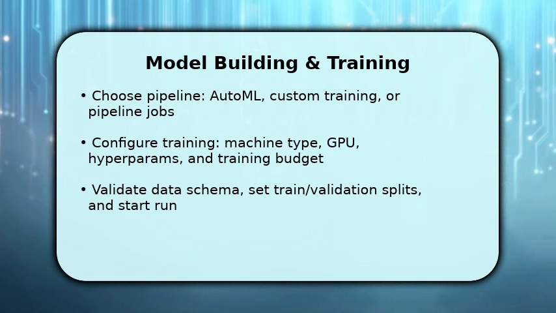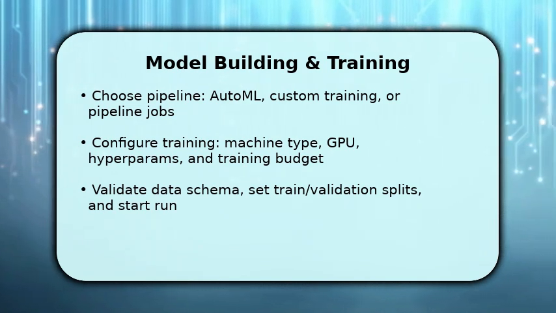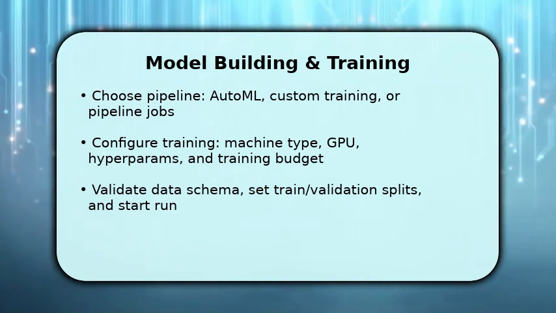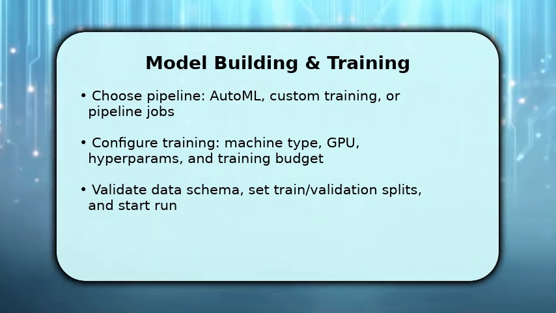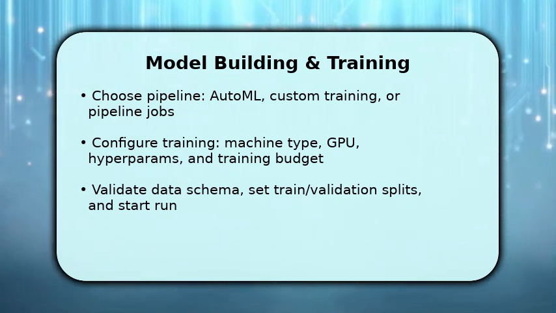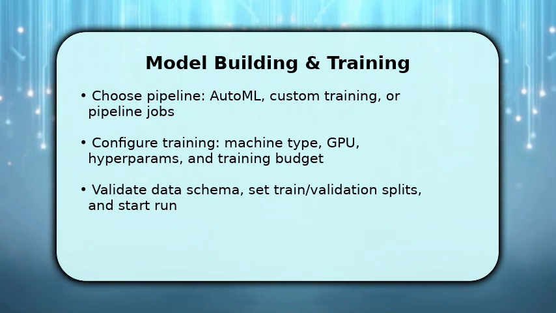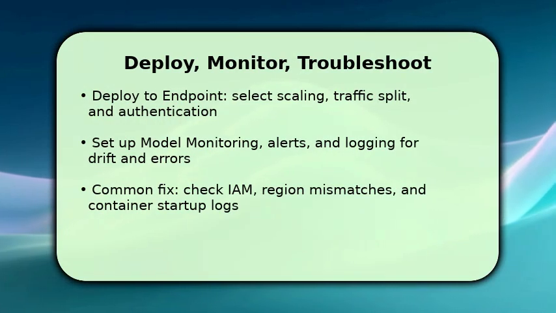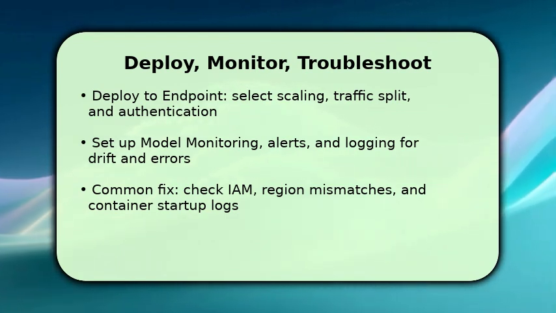Once configured, start the training run and monitor logs and resource utilization. If metrics trend poorly early, pause and adjust hyperparameters or augment data before wasting compute. To finish, deploy your trained model to an endpoint, pick auto-scaling and traffic split, and enable authentication tokens for clients.